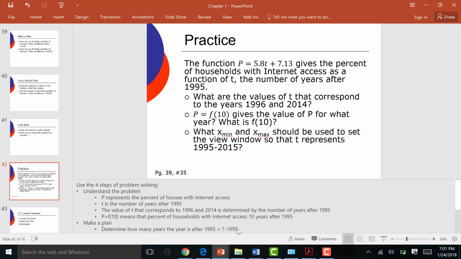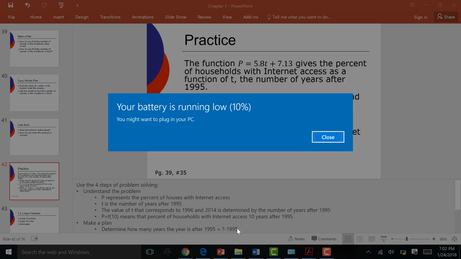Okay, what do we have to do first? Read the problem. Okay, let's read the problem. The function P equals 5.8t plus 7.13 gives the percent of households with internet access. Okay? All right, let me plug my computer up.